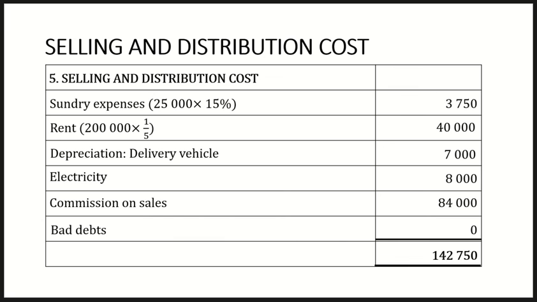It's sundry expenses that relate to selling and distribution, rent that relates to selling and distribution, depreciation of delivery vehicle. And then you're going to have electricity that relates to selling and distribution, and then you're going to have commission on sales. These two here will always go under selling and distribution. Just know that they must go under selling and distribution. Please write this somewhere, even if you can use your workbook.